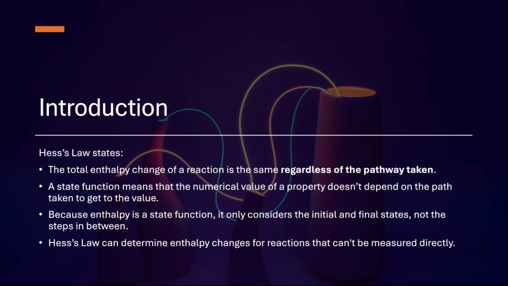Slide 2, the introduction. Hess's law states that the total enthalpy change of a reaction is independent of the pathway taken. This means that whether a reaction happens in one step or multiple steps, the total energy change remains the same. This is because enthalpy is called a state function, meaning it only depends on the initial and final states of the system, but not the processes that occur in between. Hess's law can also find the enthalpy changes for reactions that you can't measure directly, as explained prior.